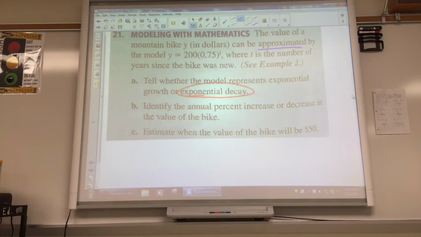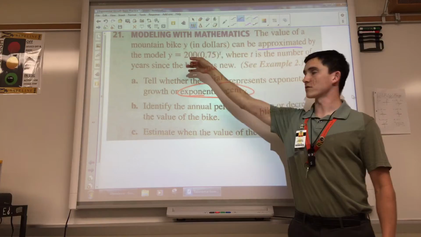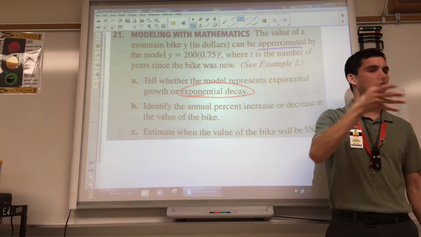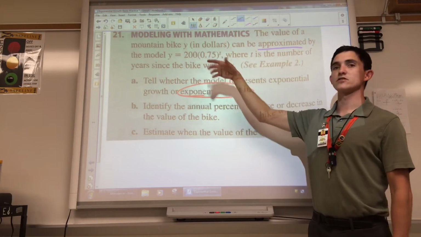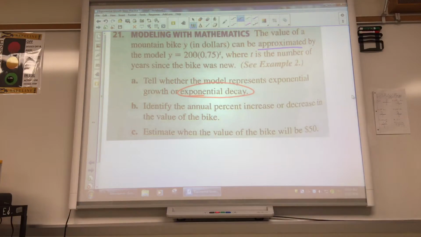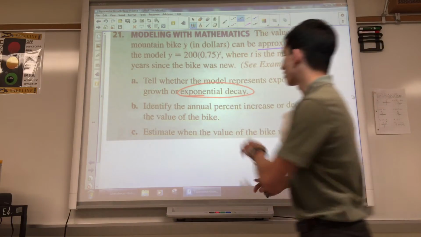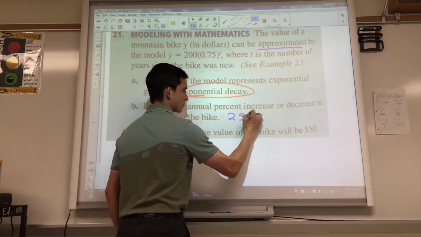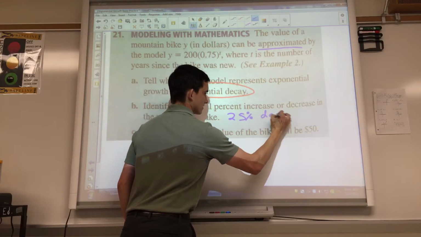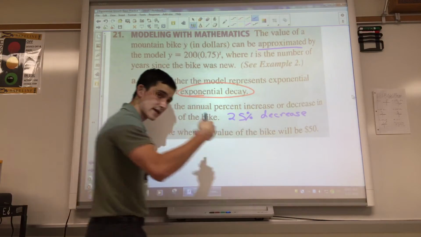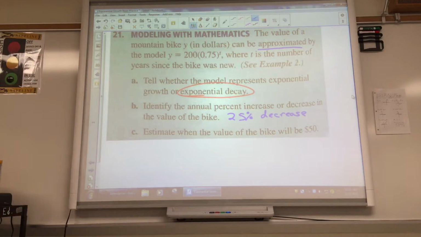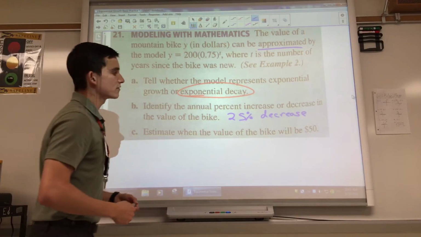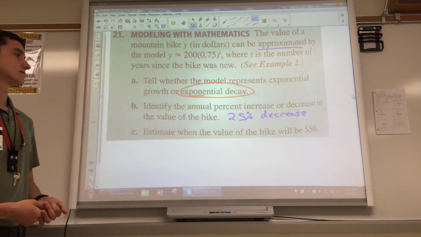The bike maintains 75% of its original value, or previous value, every year. Does that make sense? So it's decreasing 25% every year in value. Identify the annual percent increase or decrease. It's a 25% decrease. It maintains 75% of its value, so it loses 25% of its value. All right, estimate when the value of the bike will be $50.